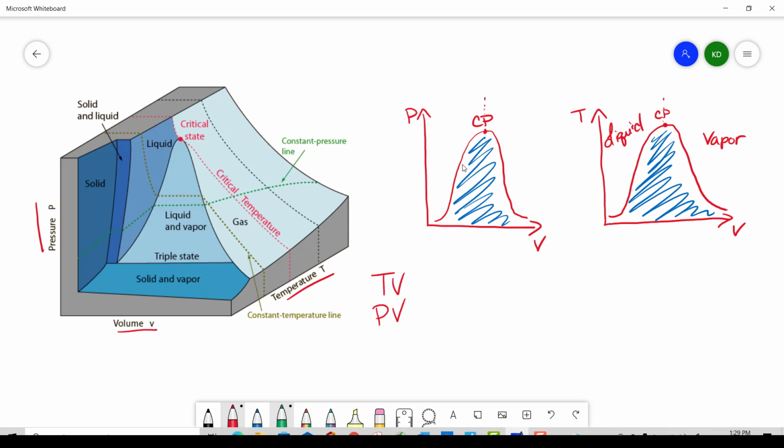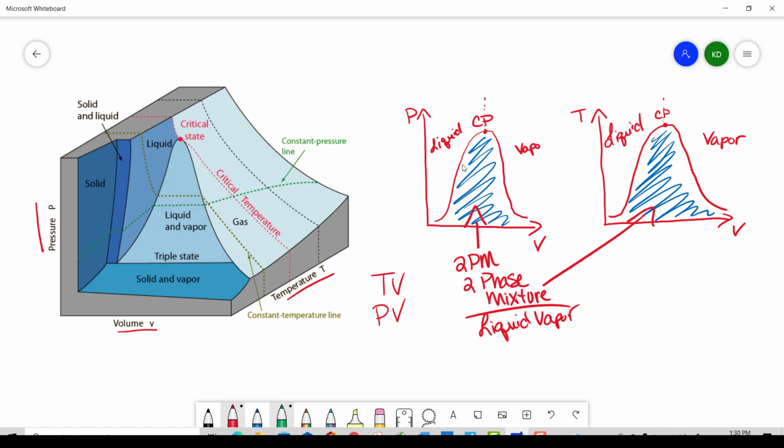And this is a 2-phase mixture. Everything under here is a 2-phase mixture, which is a mixture of liquid and vapor, okay? And that's the same for here. Same thing underneath this curve. This is liquid. This is vapor. So other than the P or T, it's pretty much the same. We're going to treat it as the same.